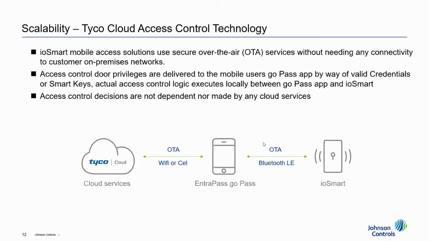And once the IO Smart reader releases the door, this Go Pass application will transmit the transaction directly to the Tyco Cloud. And that's where the Tyco Cloud administrator is able to have the transaction report as to who entered which area or which door at which time. So we are able to manage that.